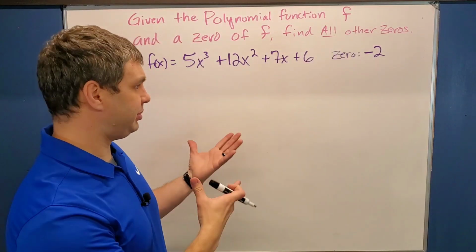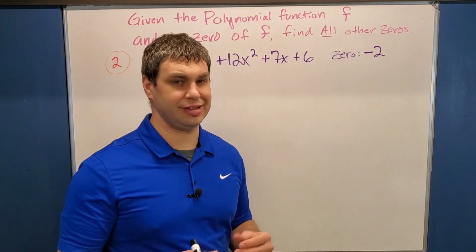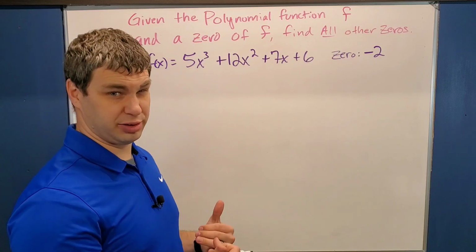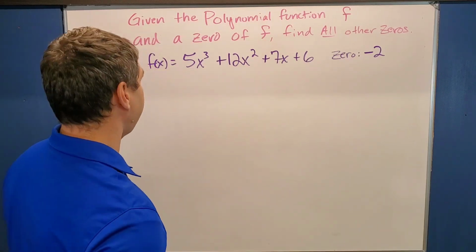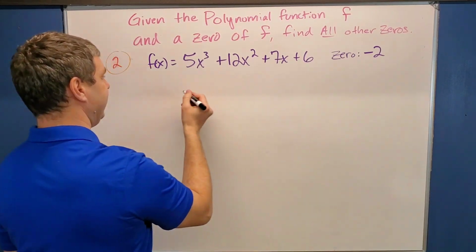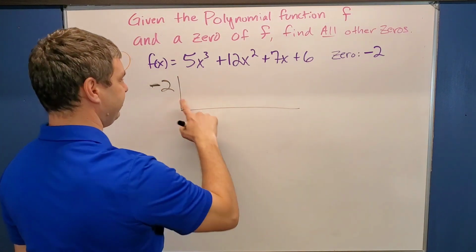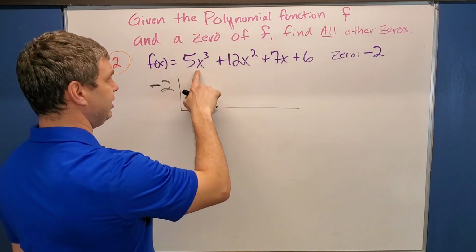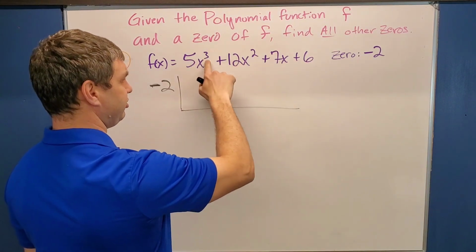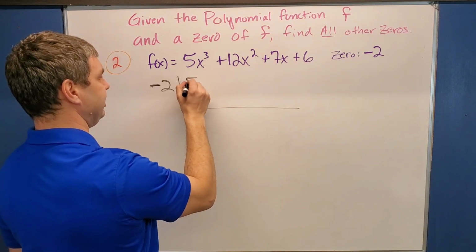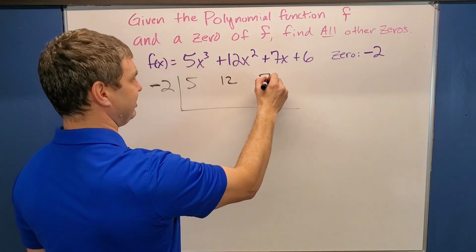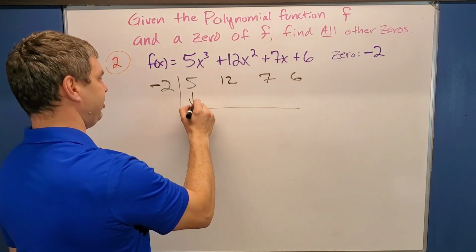This one is going to be a little bit harder, but at first glance, it's hard to tell the difference. So we just kind of have to work our way through it, and you'll see why it's hard at the end. We're going to start the same way. I'm going to take my -2 and put it outside of my synthetic division box here. This one is not missing any terms, so we're good to fill these in with 5, 12, 7, and 6. Bring down this first one.